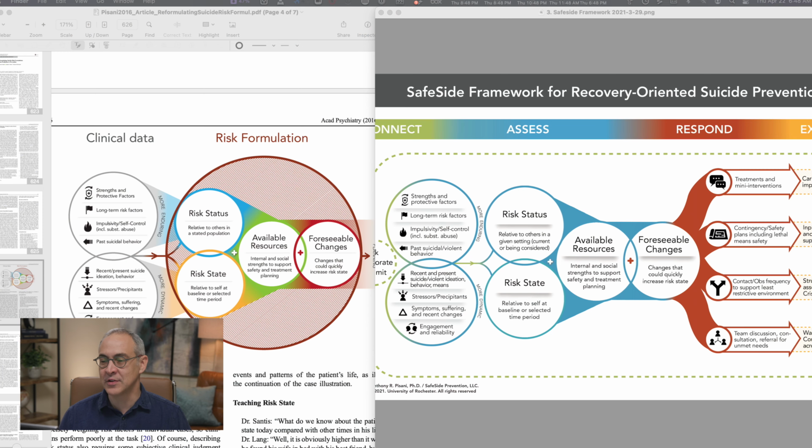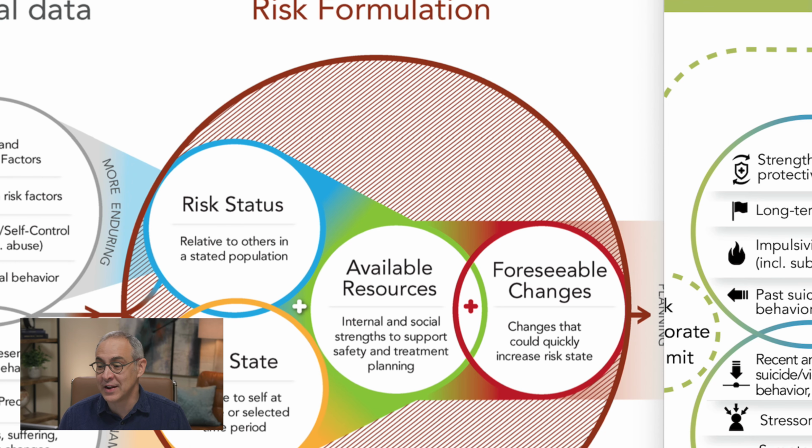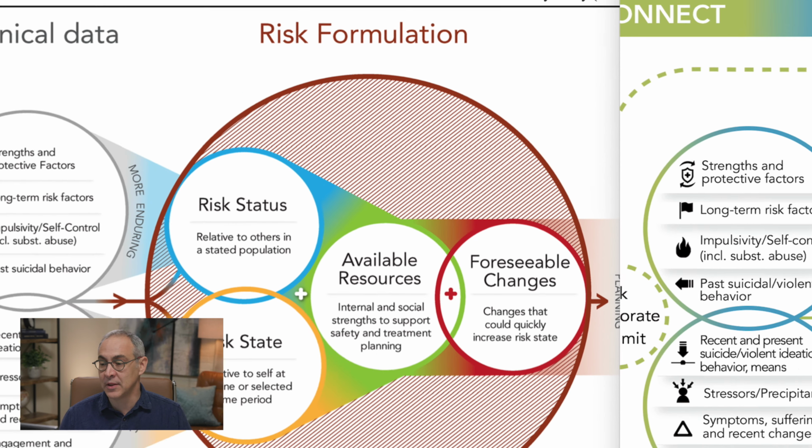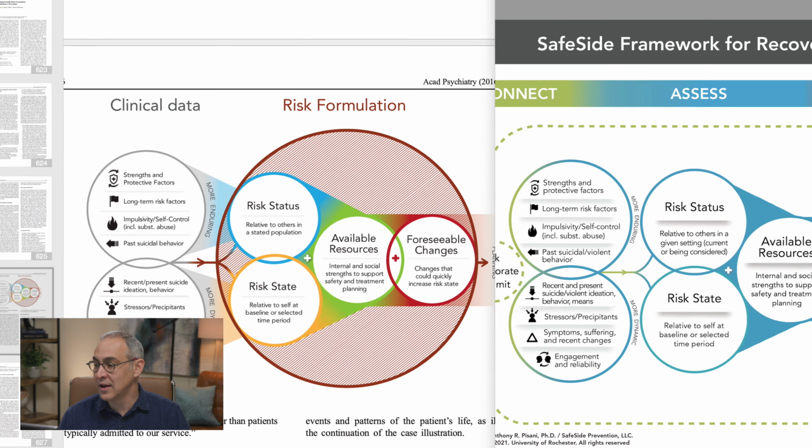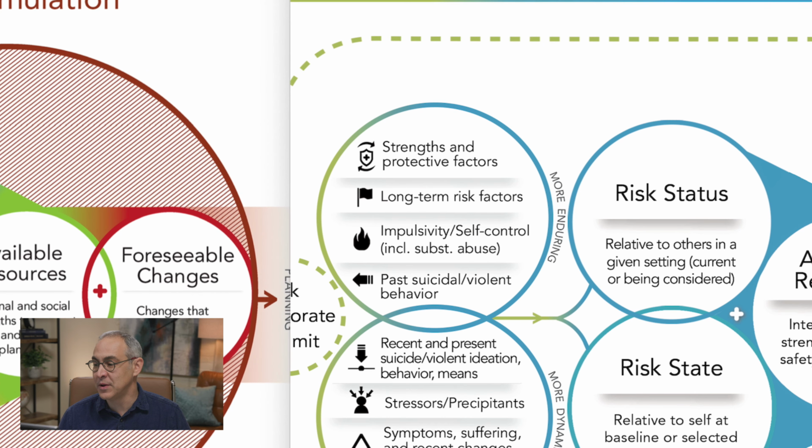In fact, if we look here at our 2016 paper on the left, you can see we defined risk status as relative to others in a stated population. And then if you look over at the current framework, we refer to that as being risk relative to others in a given setting. Now, let me explain this a little bit. When we first published that paper in 2016, there were really only a few hundred people who were using risk formulation in their day-to-day practice. And so we had some experience with it and the ways that it was helpful.